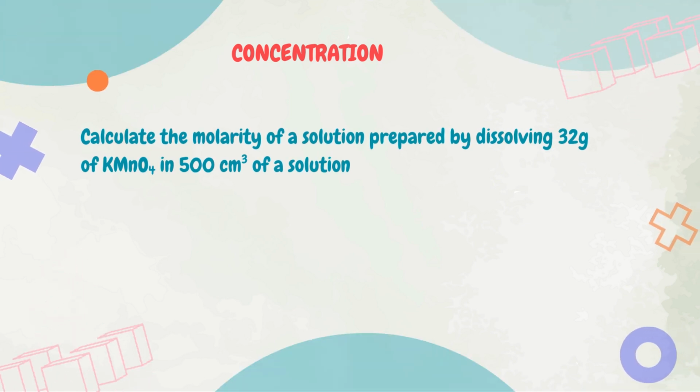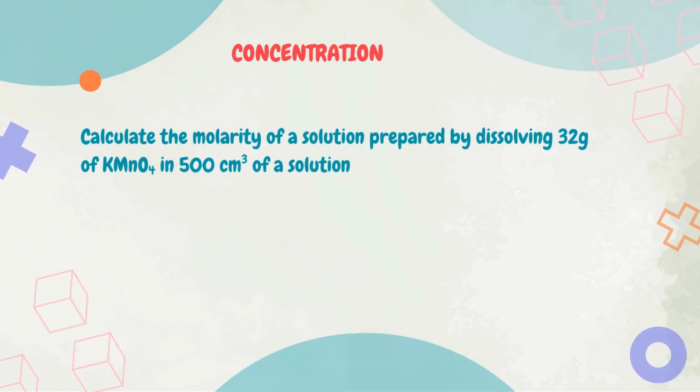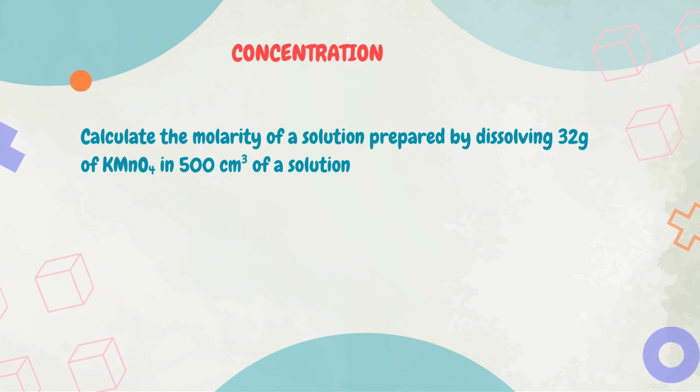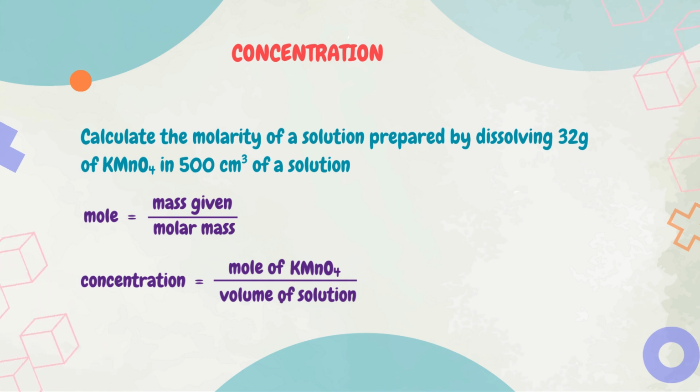The second example: calculate the molarity of a solution prepared by dissolving 32 grams of potassium permanganate in 500 centimeters cubed of solution. Molarity is equal to moles of solute over volume of solution. First, we calculate the moles of potassium permanganate from the given mass. Moles of potassium permanganate is equal to mass of potassium permanganate over molar mass of potassium permanganate. The mass of potassium permanganate is 32 grams, and the molar mass of potassium permanganate is 158.